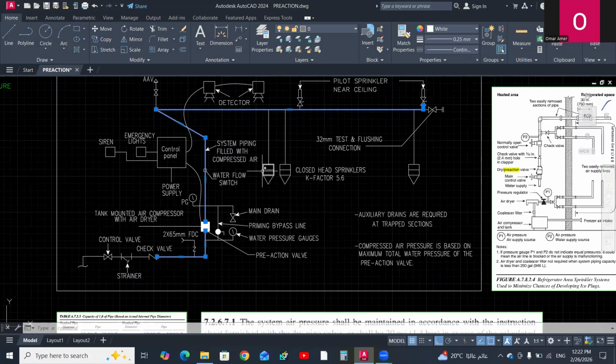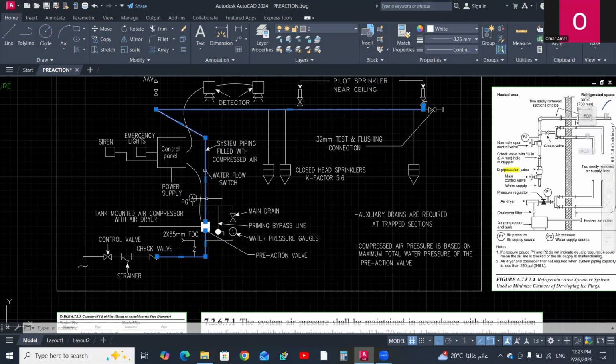In double interlock pre-action system, activation is by both means. The first signal comes from sprinklers exploding. Then the compressed air or nitrogen pressure drops down as the air or nitrogen escapes from the opened sprinkler.